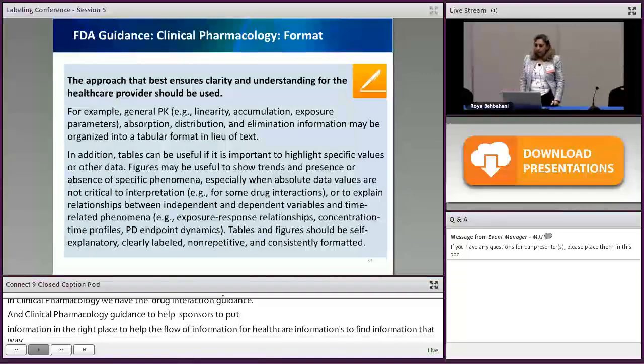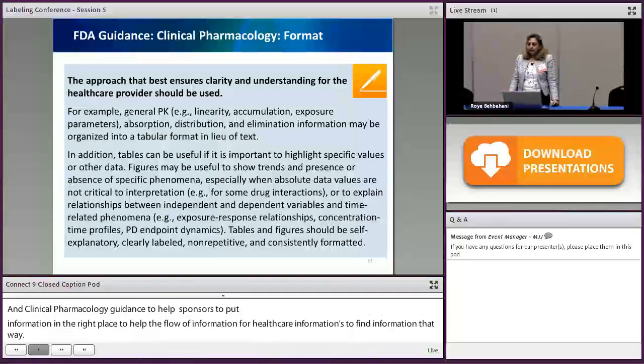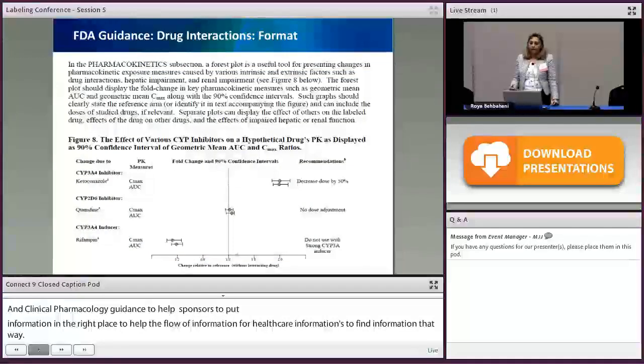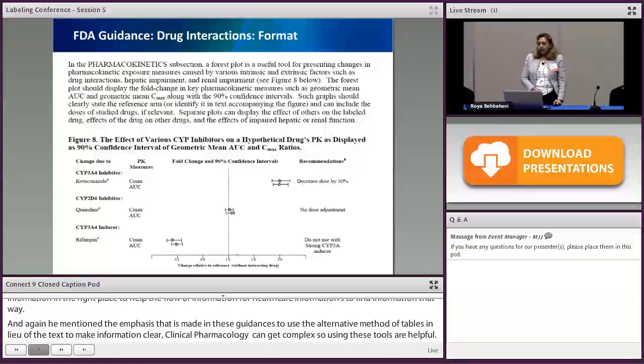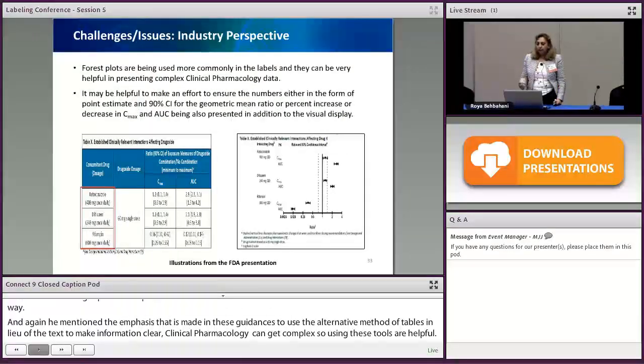Again, he mentioned the emphasis that is made in these guidances to use the alternative method of tables and graphs, in lieu of the text, to make the information clear. Clinical pharmacology content can get complex, so using these tools is helpful. And we talked about, in the drug interaction guidance, they encourage the use of forest plot, and Joe again showed the example of the forest plot being used.